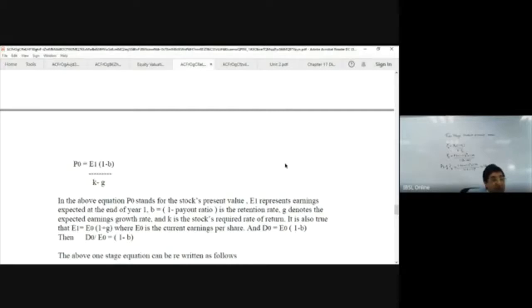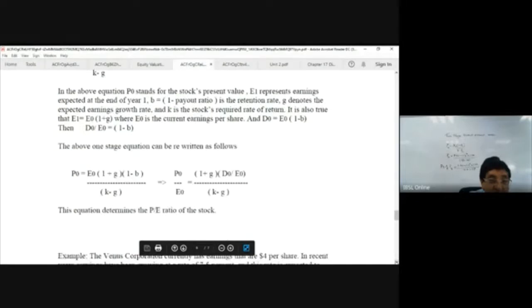I will give another example. Say you have earnings of 100 and your retention ratio is 80%. Then your dividend payout ratio is 20%. So 20% of 100 would be 20. The dividend is 20 in that case. So D1 is equal to E1 into 1 minus B. That's what we put here.